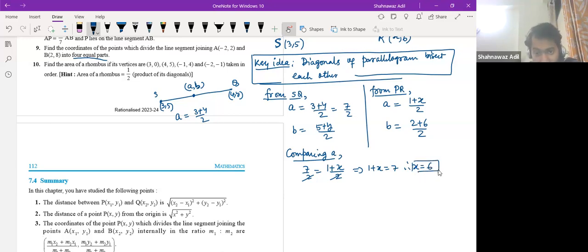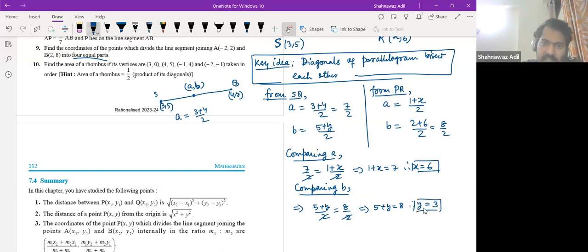This is the first thing. And comparing B, you will get 5 plus y by 2 equal to 8 by 2. Right. So this 2 cancels, and 5 plus y is 8. So y is 3. So x is 6, y is 3.